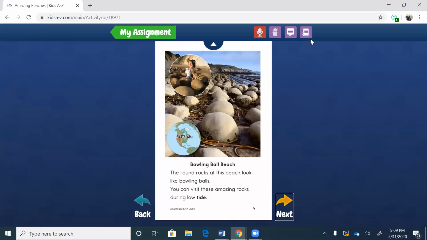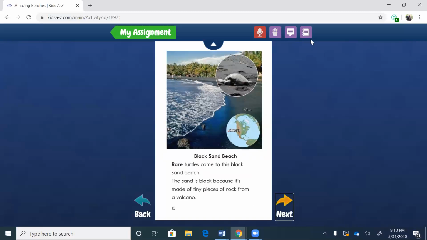All right, let's look at our picture. This is another one from California, and those look like big giant balls, right? Like big rocks. It's called Bowling Ball Beach. The round rocks at this beach look like bowling balls. You can visit these amazing rocks during low tide. So this would be a beach that you would just go to visit to walk around. Wouldn't be one that you would go sitting in.